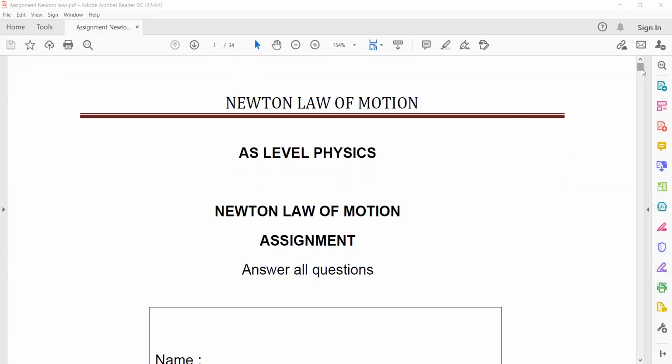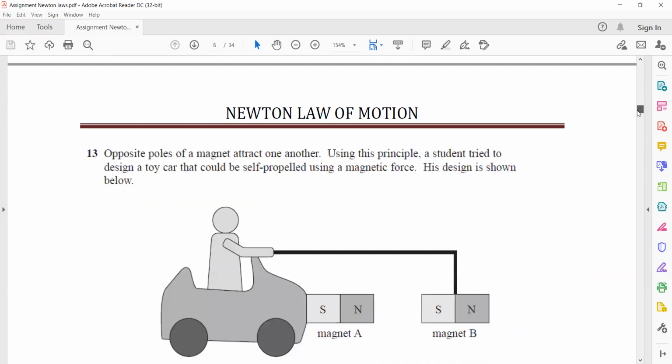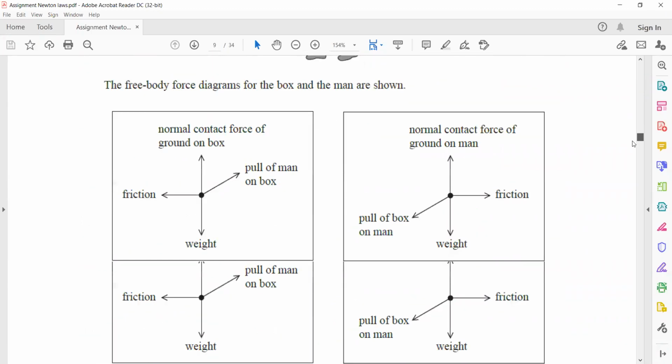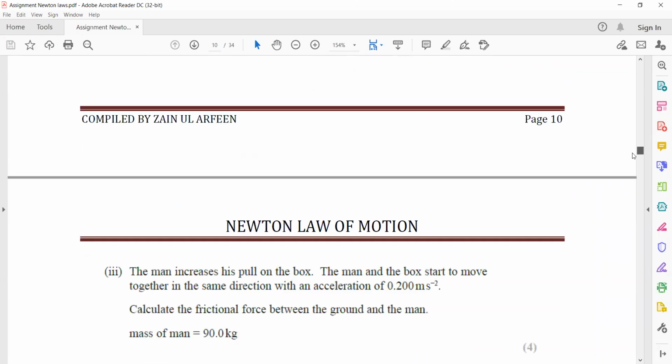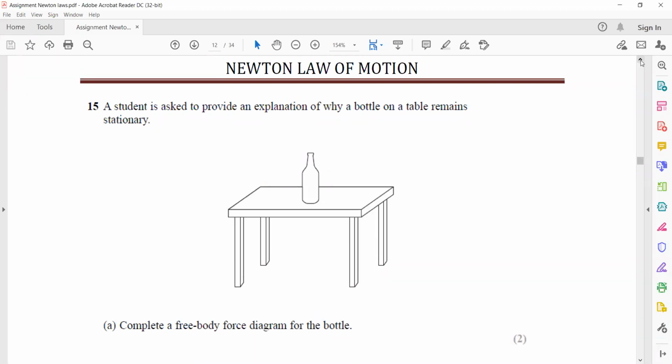So in the last session, we were discussing questions related to Newton's law. We'll continue this discussion. And this was the last question. Okay, question 15. Basically, the questions are not in order, so we can simply use a page number for that. So this is page number 12.